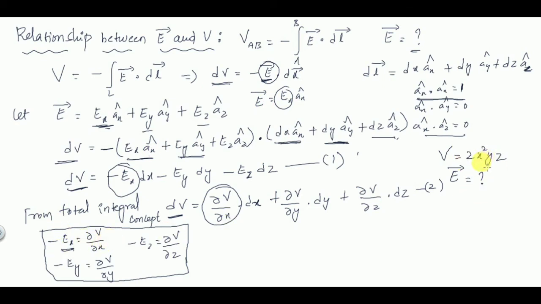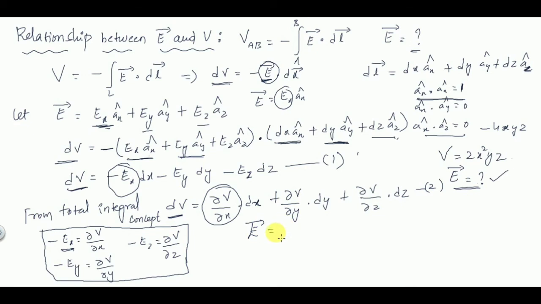So differentiate this with respect to x. It will be minus 4xyz. The derivative of x square is 2x, so 2 into 2 is 4, and the minus sign is there. So that will be Ex. Similarly, find Ey and Ez too. So you can write E bar like this. I am just telling you a simple application: if you are given the potential, you can find E bar like this. Understood?